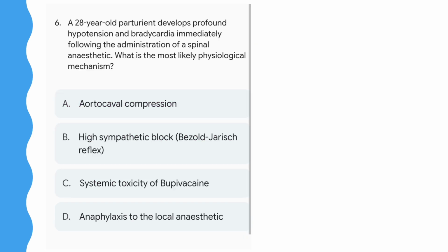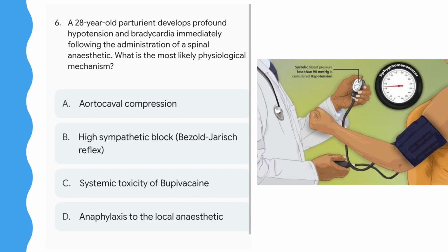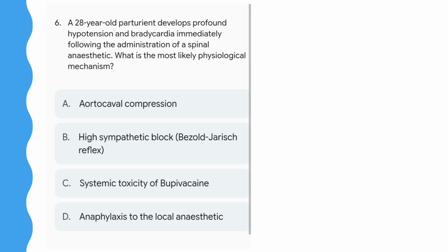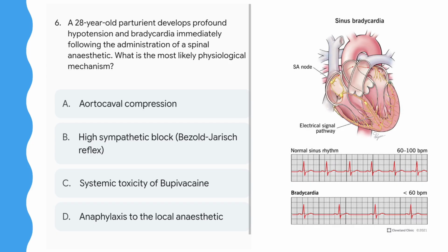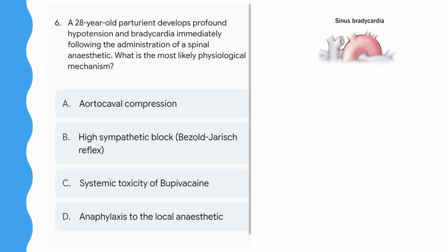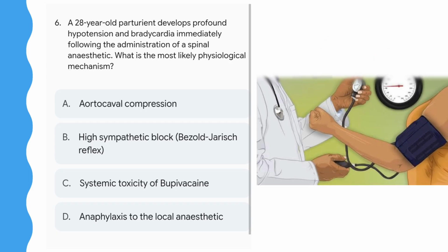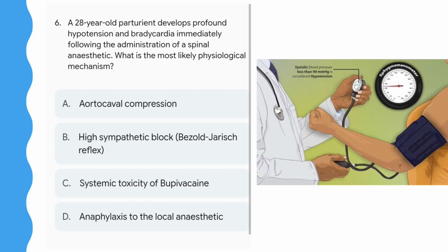Question number 6. A 28-year-old parturient develops profound hypotension and bradycardia immediately following the administration of spinal anesthetic. What is the most likely physiological mechanism? So in this case, there is profound hypotension and bradycardia.